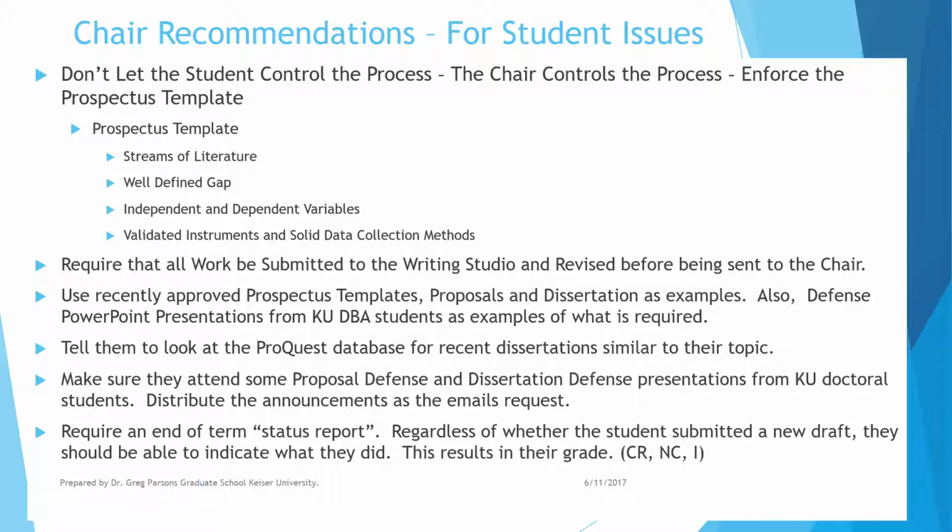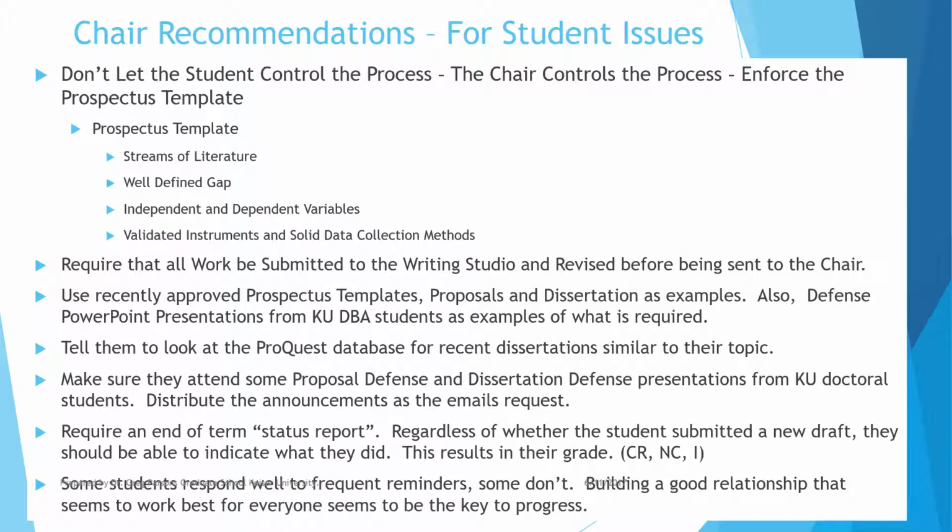I always require a status report at the end of each term because I have to give them a grade. So even though they may not have turned in the next draft of the prospectus or the proposal, I still want to know where they stand, what they've accomplished. If I don't get a status report, or it looks like they haven't done anything, then they get an NC, no credit. If it looks like they've done something, if it looks like they're making progress, they get a CR. And if you're unsure, you give them an I. And again, this is the chair's responsibility because you're dealing with a Blackboard class.